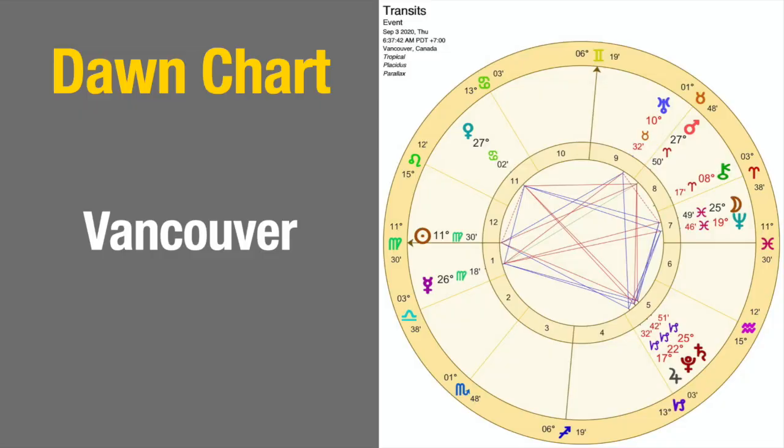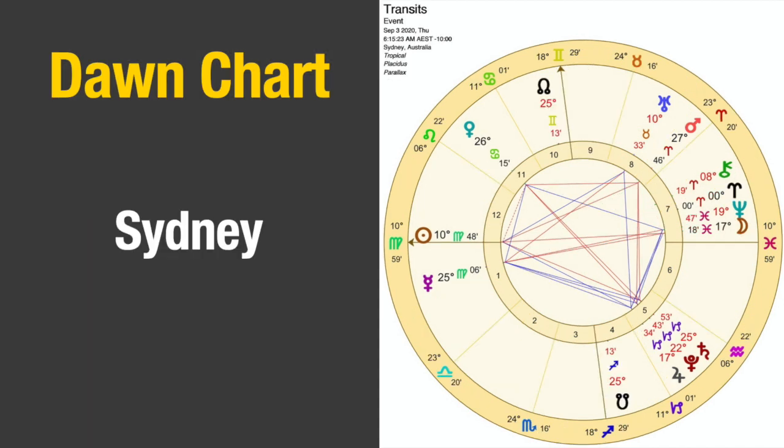So the dawn chart will be slightly different for everybody on a day because it's the moment the sun rises over the eastern horizon. So when dawn breaks, literally when dawn breaks, you will have a dawn chart in your location. So I'm here in Vancouver and I'm going to show you an example of a dawn chart for myself for this day, and then I'm also going to show you one for Sydney, Australia, and you can see that although the chart is very similar, it is slightly different.